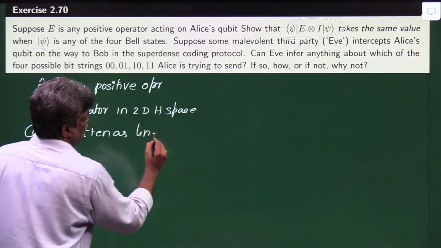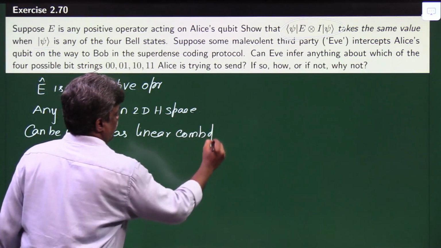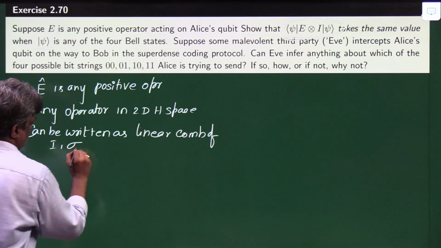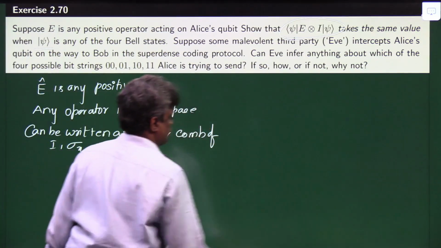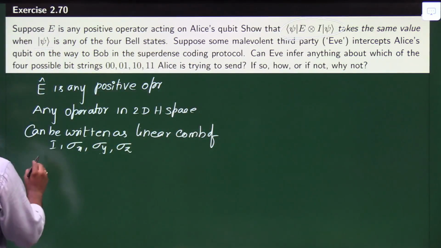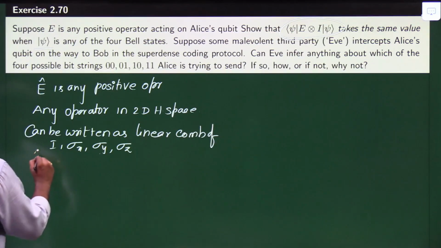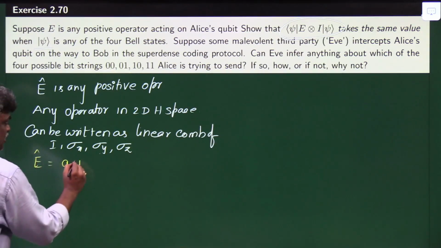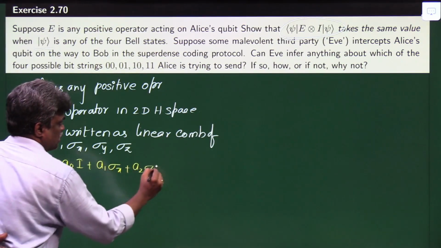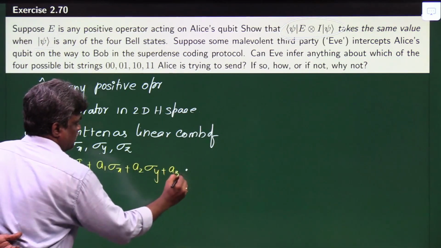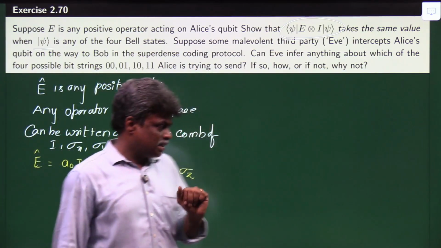a linear combination of identity and Pauli spin matrices. So how can you write this? Our operator, which we have taken as E, can be written as, let us say, A0 I plus A1 sigma x plus A2 sigma y plus A3 sigma z. So this is my operator in the 2D Hilbert space.